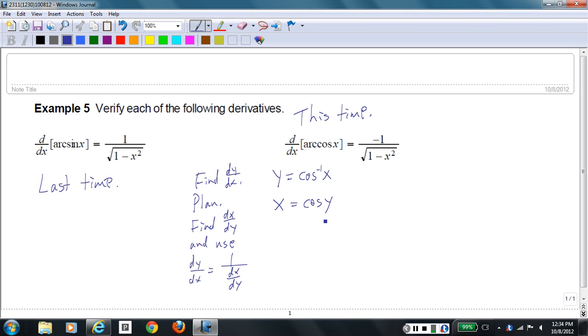If we differentiate both sides with respect to y, it's d dy of x equals d dy of cosine y. d dy of x is the derivative of x with respect to y, and the notation we would use for that is dx dy. For d dy of cosine y, since the variables match, the chain rule really does not come into play. It's just negative sine y.